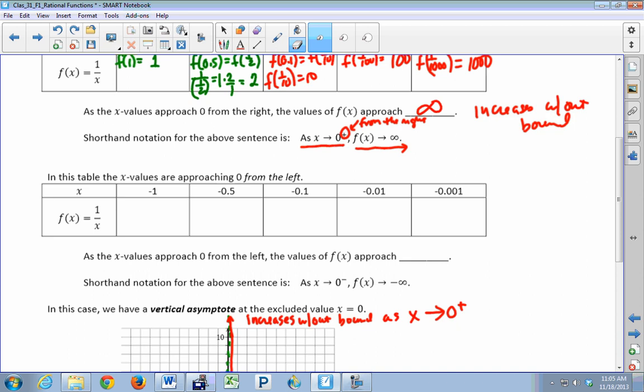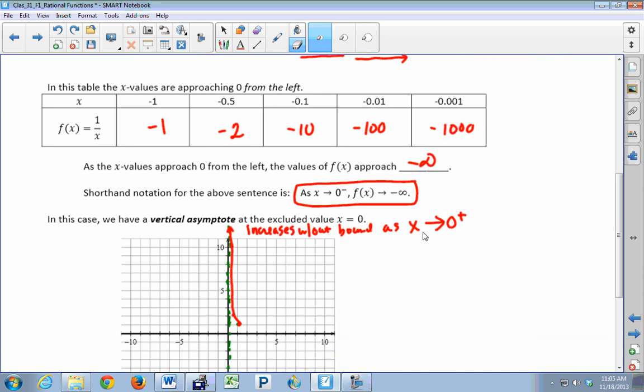So when x is -1, what's f of -1? F of -1/2 is -2. F of -1/10, -10, -100, -1000. So as x approaches 0 from the left, what happens to the values of f of x? What does f of x approach? -infinity, right. And this is how we write that phrase above. As x approaches 0 from the left, f of x approaches -infinity.